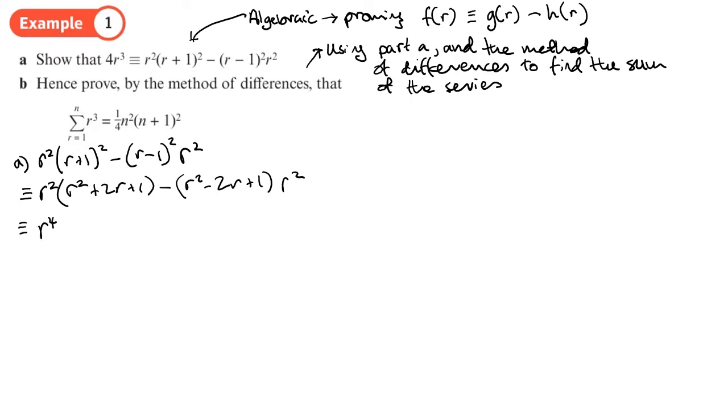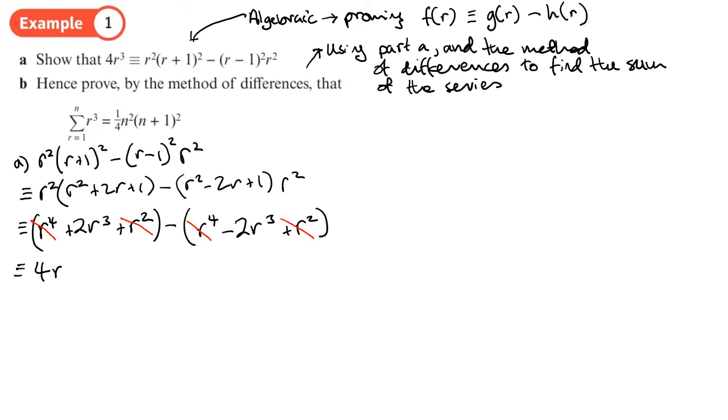So r to the power 4 plus 2r cubed plus r squared, minus the second set of brackets, r to the power 4 minus 2r cubed plus r squared. Because we've got the first bracket subtract the second one, that and that will go, and also this and this will go. And because we've got 2r cubed minus negative 2r cubed, so you've got 2r cubed plus 2r cubed, you get 4r cubed. Part A is done. Normally one or two marks for doing that.